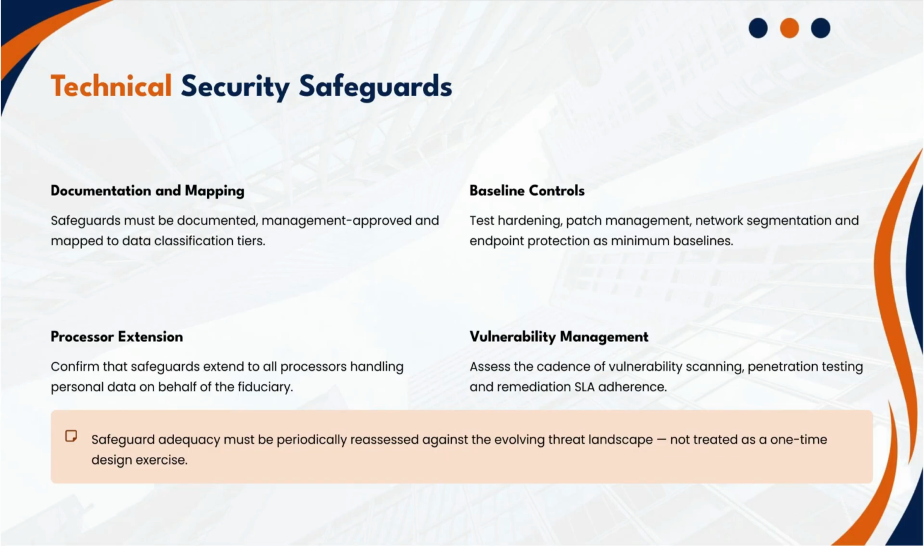So here is my rule. Never assess safeguards against a benchmark. Assess them against the harm. Ask, if this failed tomorrow, what happens to the people in this data? Start there. The controls follow.